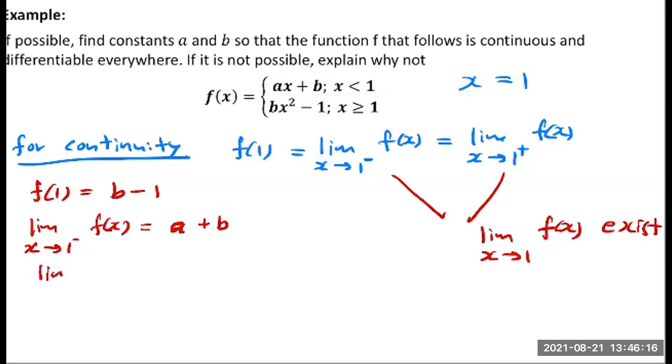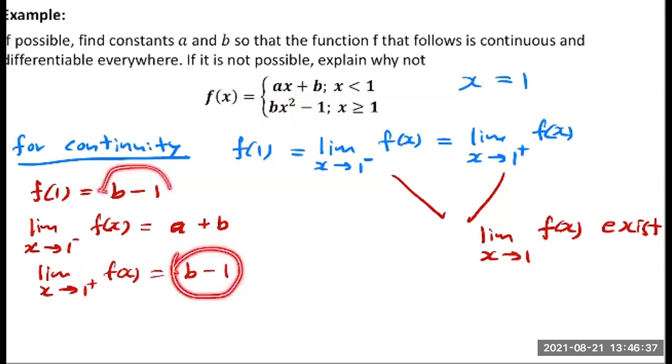What is the right limit? The limit as x approaches 1 from the right-hand side of f of x: to find the right limit, you plug in x equal to 1 in this function, because this function is valid when x is bigger than or equal to 1, that means to the right of 1. So this is the valid function. You plug in 1 here, you get b minus 1. As you can see, your right limit is the same as the function value.